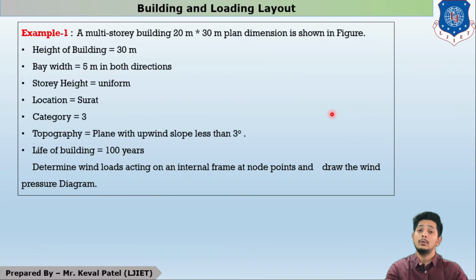So up to now we have considered example number 1 as 20 by 30 meter in plan. A building is there, bay width is 5 meter in both the directions, story height is uniform, location is given as Surat and terrain category is given as 3. Furthermore, it is given that it is a building which is having slope less than 3 degree and life of the building is assumed as 100 years. So our target is to find out nodal point loads as well as wind pressure diagram.